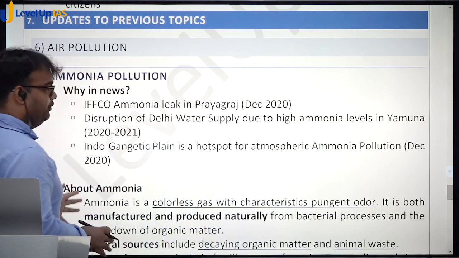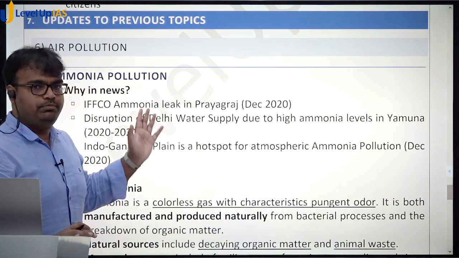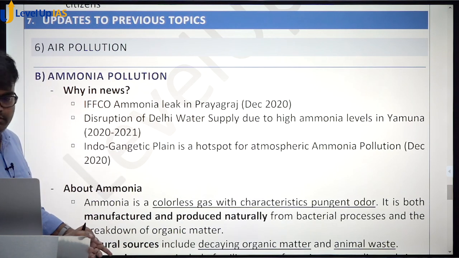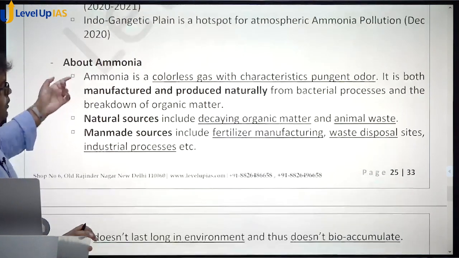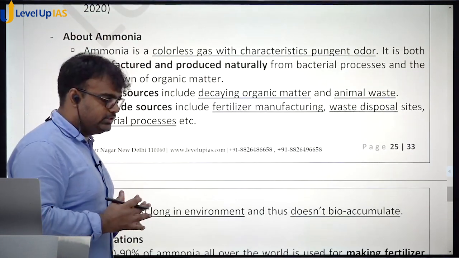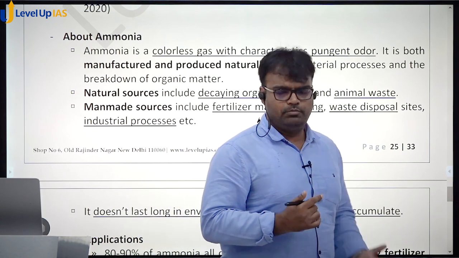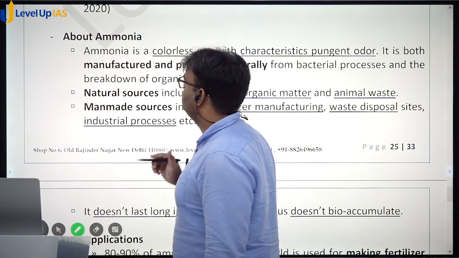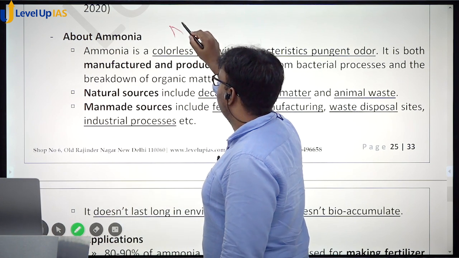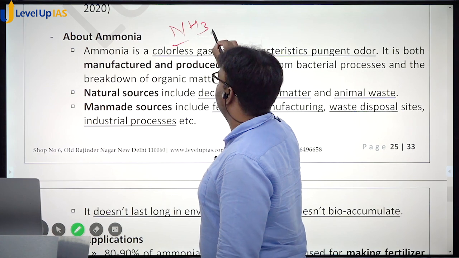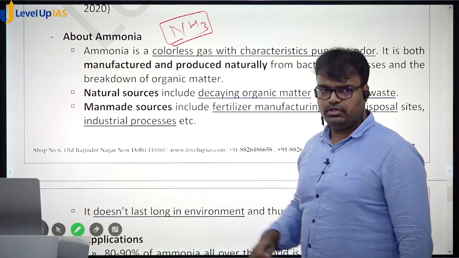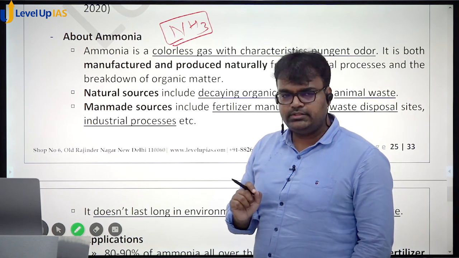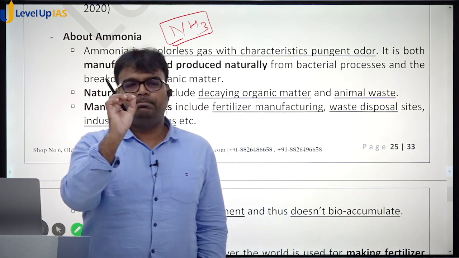So yesterday we had started talking about ammonia pollution, and we had briefly discussed the three news items on why this particular issue was there. Okay, so now let us understand what is ammonia. Ammonia, perhaps all of us who have studied science till class 10 know, is a gas whose formula is NH3. Now this gas, though colorless, has a particularly pungent smell.